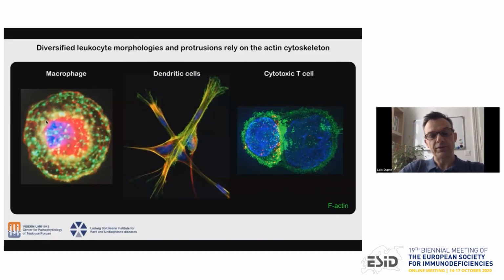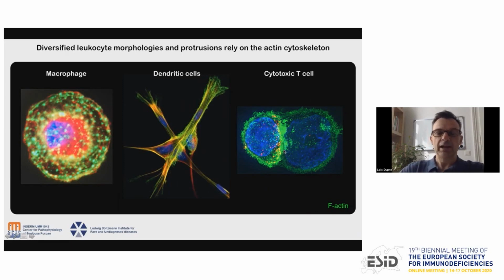What I find one of the most fascinating aspects of immune cell biology is the way the actin cytoskeleton is shaping very diverse morphologies in different immune cells. Diverse morphologies, but also diverse actin-rich protrusions that sustain very specialized functions. Here are examples of a macrophage emitting podosomes, which are very important for matrix remodeling. Here, dendritic cells assembling very long protrusions to optimize their search for antigens.